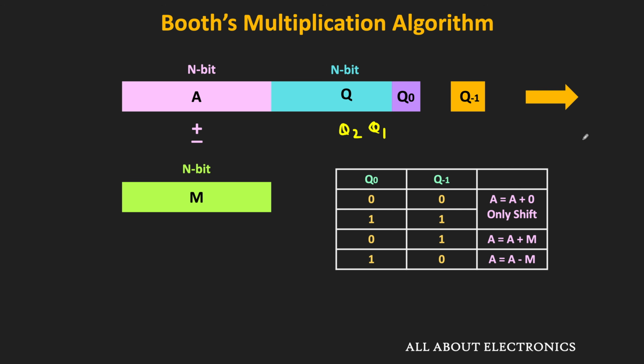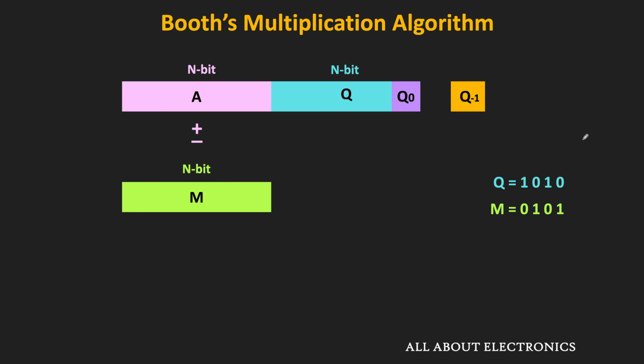So now using this algorithm, let us see how to multiply the two signed numbers. Here, these signed numbers are represented in the 2's complement form. Here, this 1010 corresponds to minus 6, while this 0101 corresponds to 5. And we know that when we multiply minus 6 and 5, the result will be equal to minus 30. And in the 2's complement form, it can be represented like this.